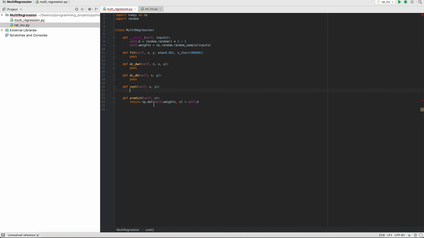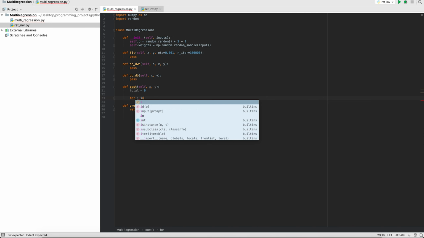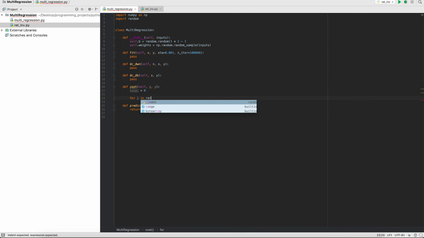All right, great. So the cost is equally simple. But remember, this is the prediction for one point, so we don't need to iterate over anything. But for this one, this is cumulative, right? So we need to get the cost for all the points. So we have to iterate for i in range x dot shape, it should be index 0.